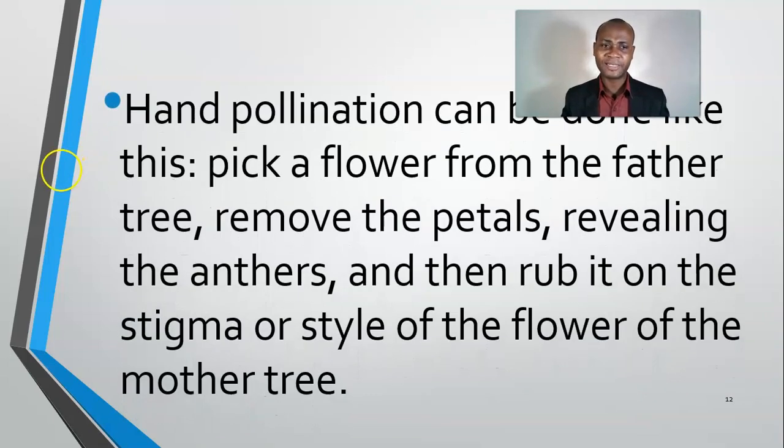So hand pollination can be done like this. Pick a flower from the father tree, remove the petals, revealing the anthers. Again, the anthers are where the pollen grains, the male part, are found. Then rub it on the stigma of the flower of the mother tree. So you pick the flower from the father, remove the petals, and then rub the anther on the stigma of the mother flower.